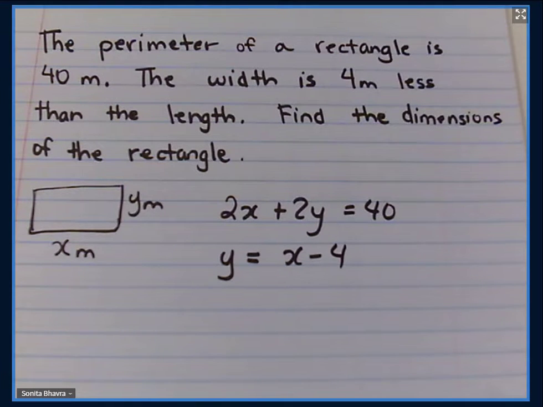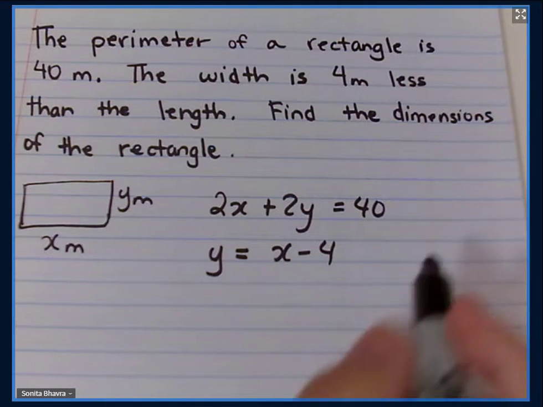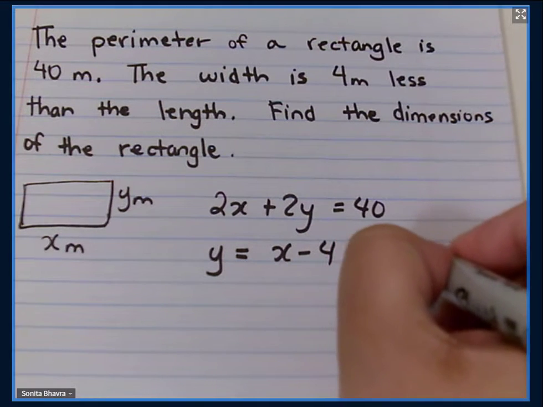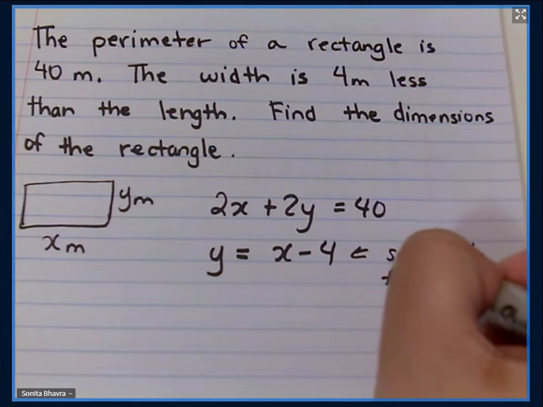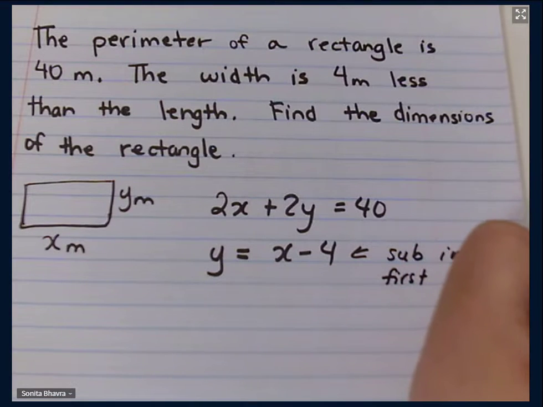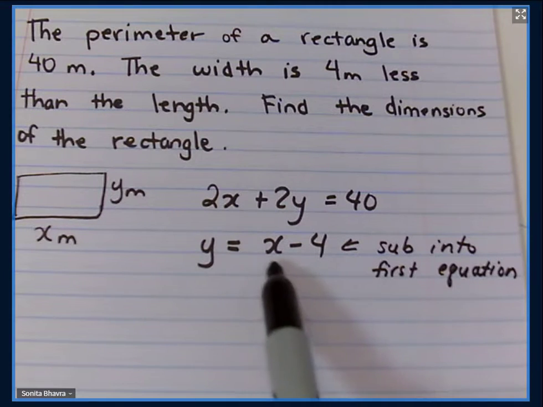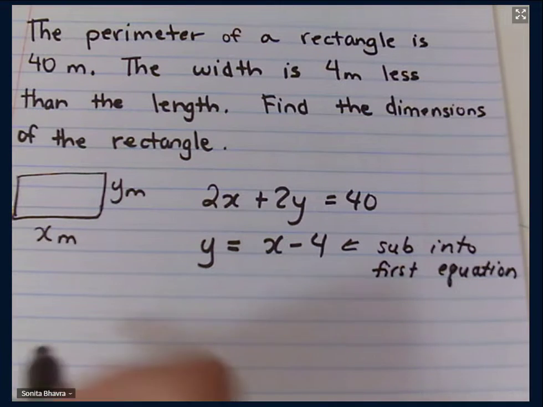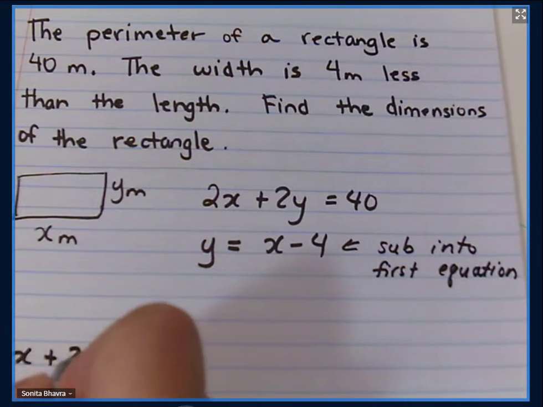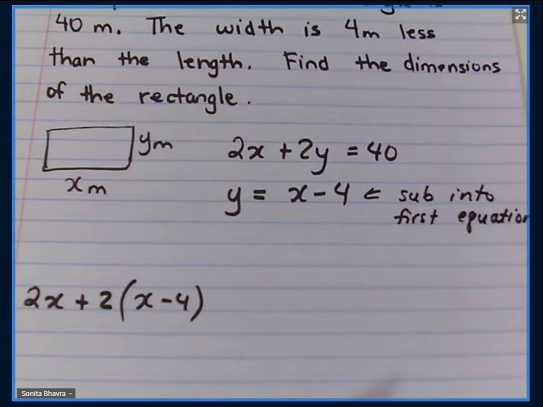All right, so in this case, again, we have our second equation already in y equals form, so we can substitute this into the first equation. So sub into first equation. All right, so let's do that. I'm going to substitute this x minus 4 into this y here. So we get 2x plus 2, and our y is x minus 4, and that's equal to 40.